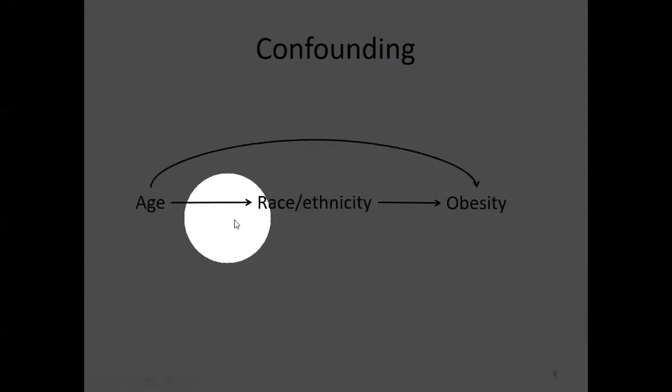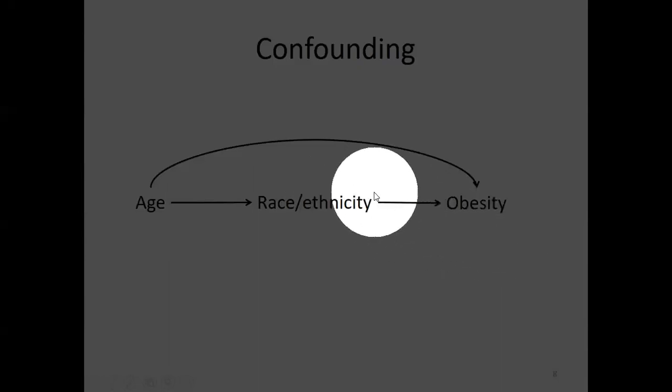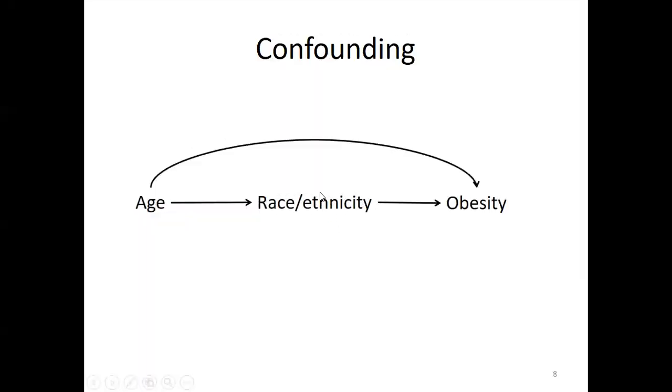So here, if we're thinking about the association between race, ethnicity, and obesity, and this is our association of interest, age is going to be a confounder of this association, because the population structures are different across different race and ethnicity groups in the US. It's not a biological thing, it's more demographic, just the way the population is structured. And there's a relationship between age and obesity.